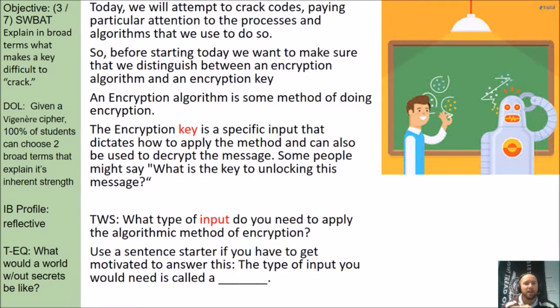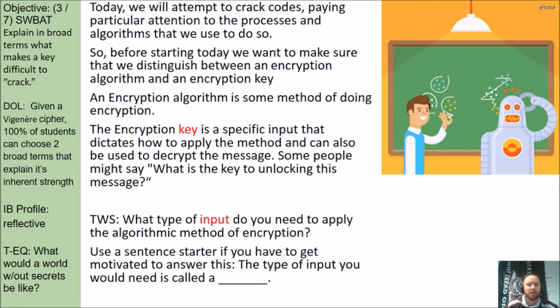Today we'll attempt to crack codes, paying particular attention to the processes and algorithms that we use to do so. Before starting, we want to make sure that we can distinguish between an encryption algorithm and an encryption key. An encryption algorithm is some method of doing encryption. The key is a specific input that dictates how to apply the method and can also be used to decrypt the message. Some people might say, what is the key to unlocking this message?